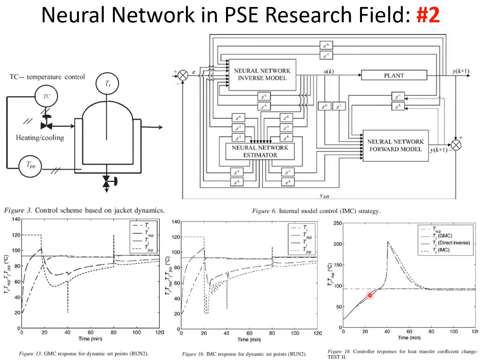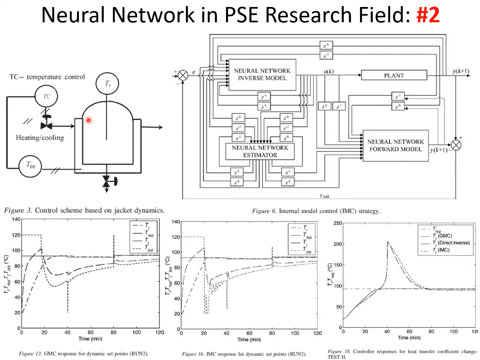And also this is for a model mismatch. When you have a heat transfer coefficient change, the system goes out of control, but with the neural network system, it brings it back to the set point or set points that you would like it to control. This uses the internal model control strategy I mentioned before. The system is very dynamic, very nonlinear, and very difficult to control using a PID system because of its nonlinearity.